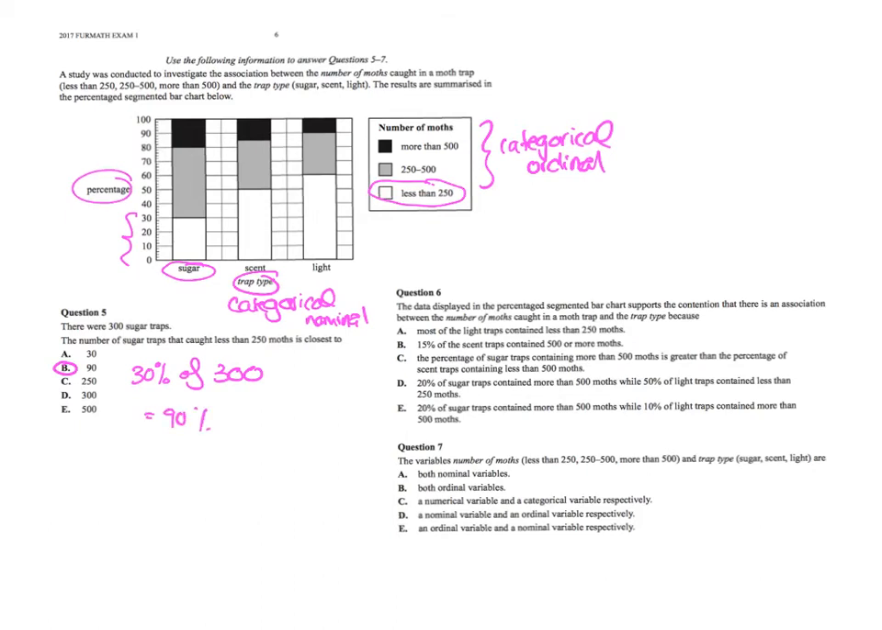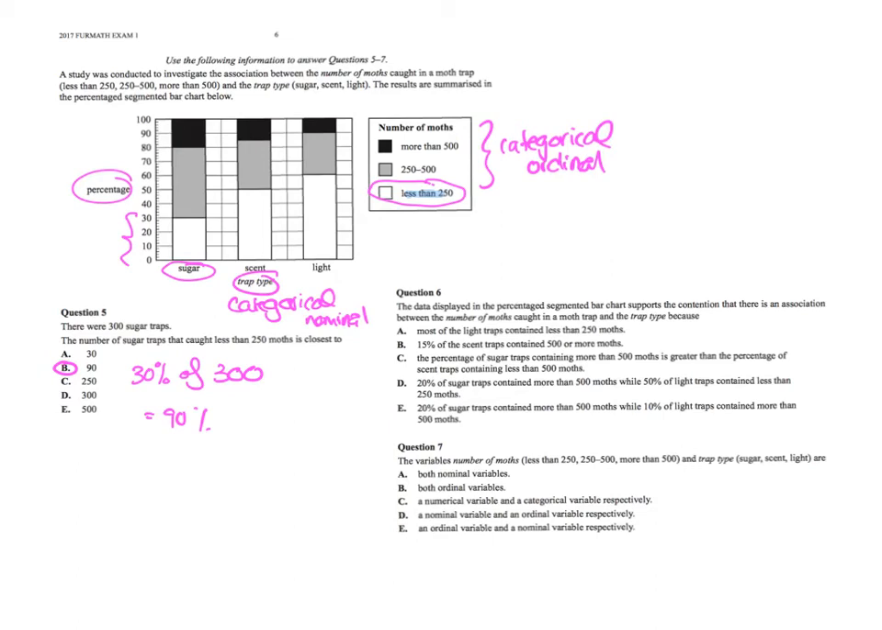Okay, so the biggest mistake with these things is just people reading the wrong category. So do what I just did: make sure you're highlighting, going sugar, sugar, whatever you want. Okay, the data displayed in the percentage segmented bar chart supports the contention that there is an association between the number of moths caught and the moth trap type, because now we're looking for something to compare. Now you want to compare the same category, so we're trying to look for something where they compare the same one. I'm not even looking at the first one, they don't have enough writing.